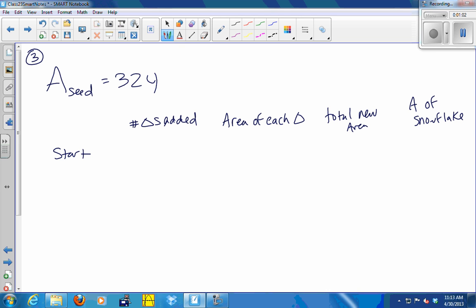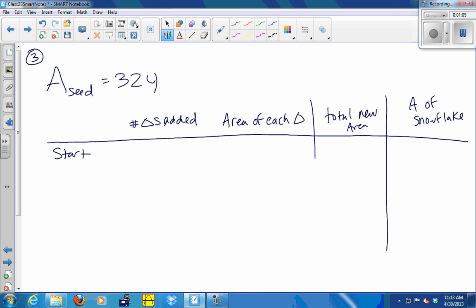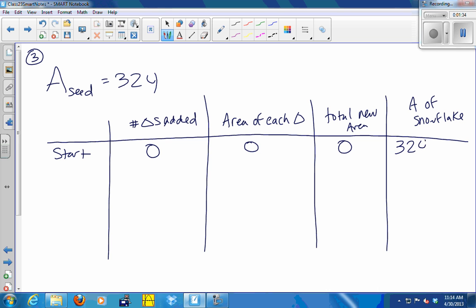So for me, it helps to replace all those letters with what the things actually are. And we did this last class, but we had a different seed. The area of our seed was something else, I forget. All right, so they tell us at the start, we're not adding any triangles on, 0, 0, and the area of the entire snowflake is just the area of the seed, 324.